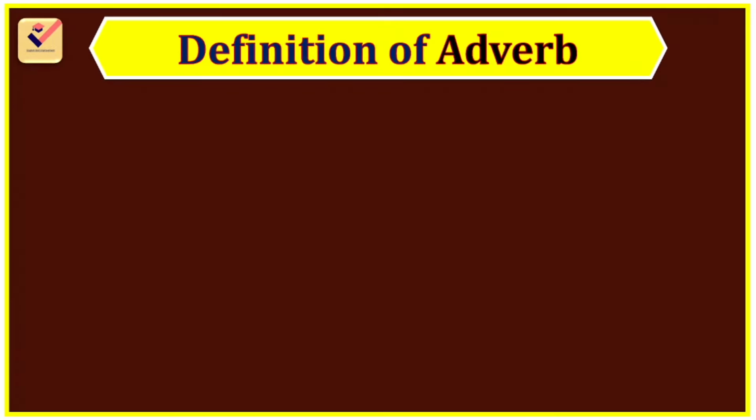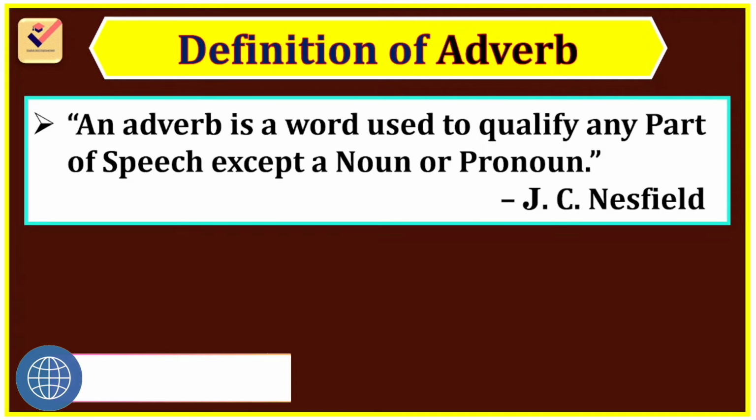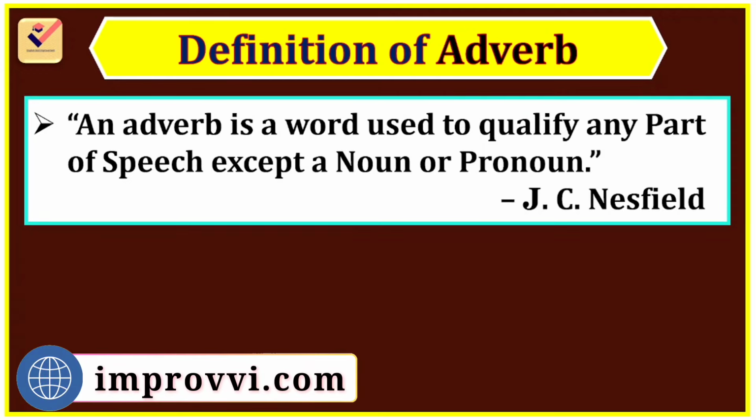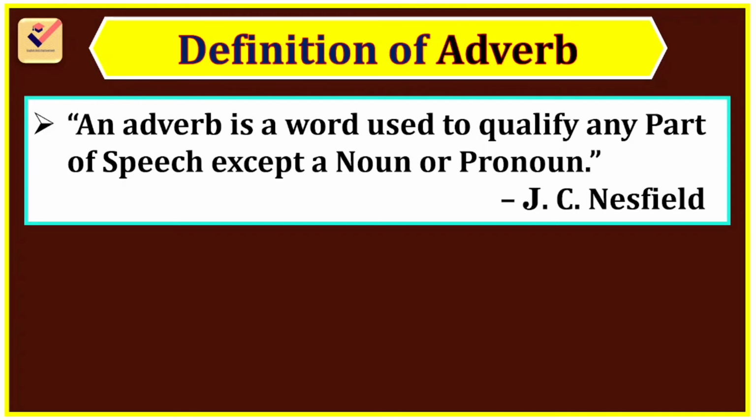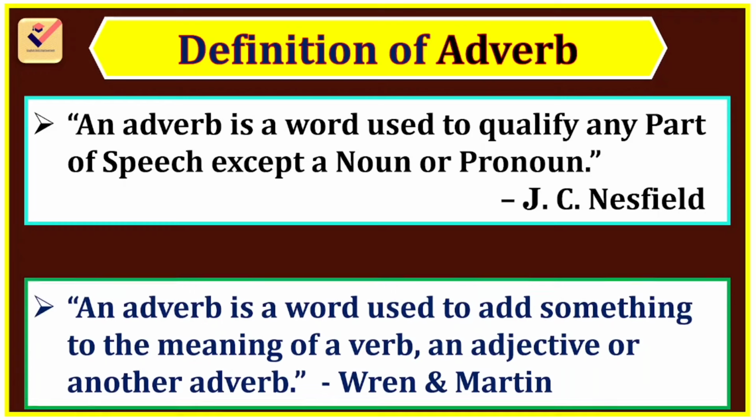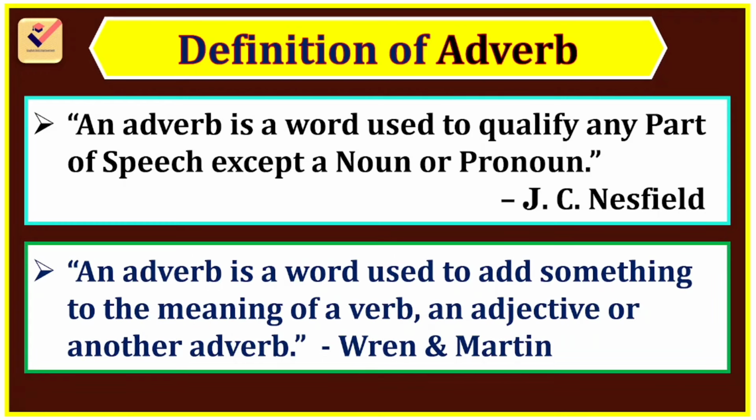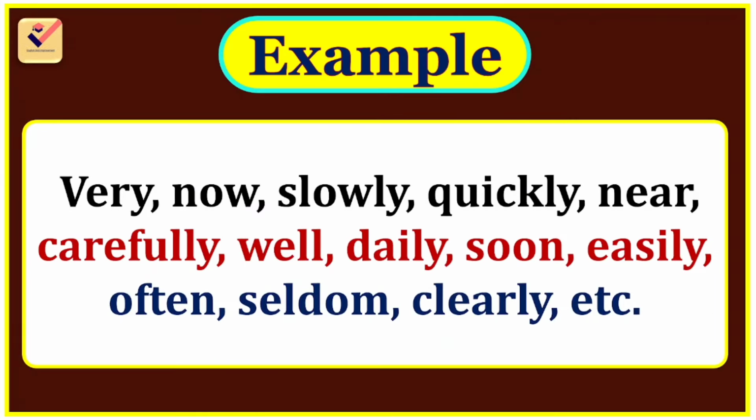Definition of adverb. According to Jesse Nesfield, an adverb is a word used to qualify any part of speech except a noun or pronoun. According to Ren and Martin, an adverb is a word used to add something to the meaning of a verb, an adjective, or another adverb. Examples of adverb: very, now, slowly, quickly, near, carefully, well, daily, soon, easily, often, seldom, clearly, etc.